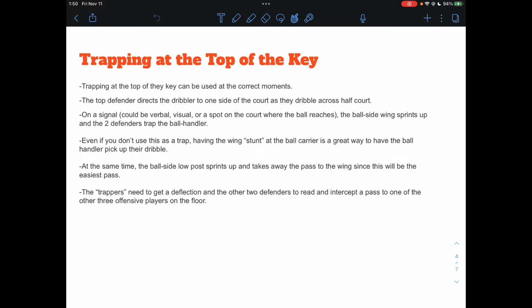Even if we don't use this as a trap though, having the wing once in a while stunt really hard at the ball carrier is a great way to have the ball carrier at least pick up his dribble, and now they've got one less option.